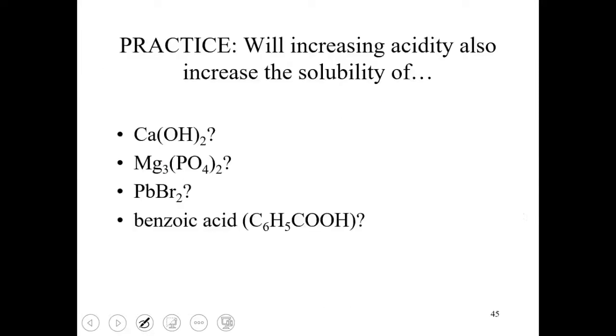So let's look at these exercises here. And I think you have this slide in your handout. We're going to look at these 4 compounds: calcium hydroxide, magnesium phosphate, lead 2 bromide, and benzoic acid. All right, these are the compounds we're looking at. Will increasing the acidity also increase the solubility of these guys?